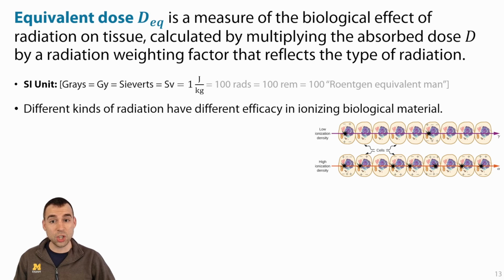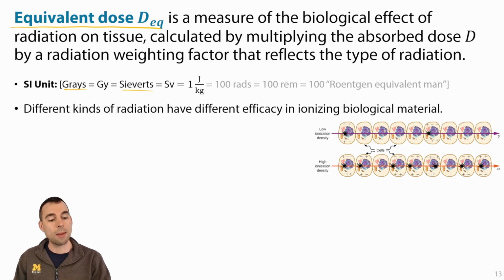Different types of radiation are more or less harmful for biological organisms. And so we can calculate an equivalent dose, which is essentially a modification of the absorbed dose that we saw in the previous slide. So this is still measured in grays or sieverts or any of the other units, but it is modulated based on the type of radiation that's interacting with the biological sample.